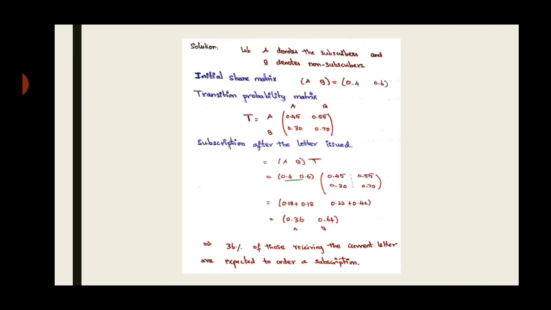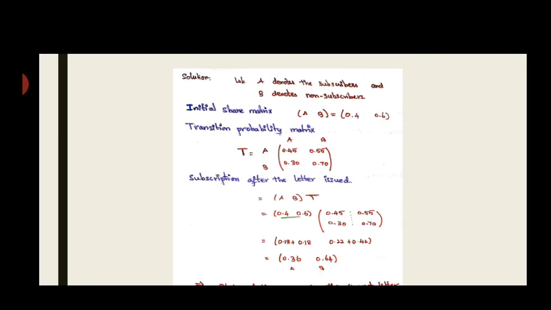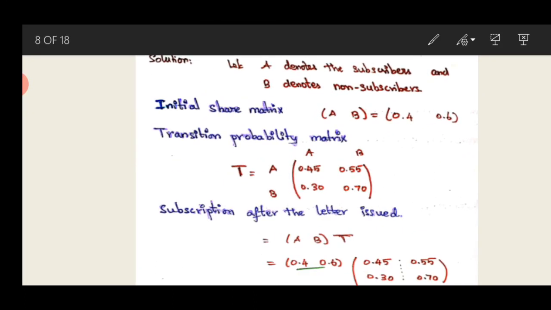In this sum, they have not given that particular data. We have to understand that. Okay. So first row, first place we filled it. Subscribers will subscribe again is 0.45, that is 45 percentage. So remaining 55 percentage will be for the next place, B place. A row, B column 0.55.